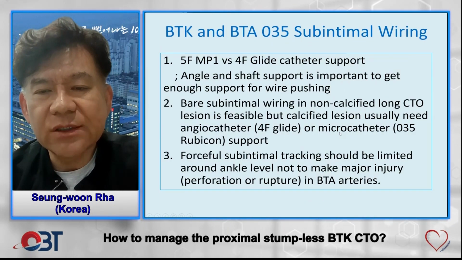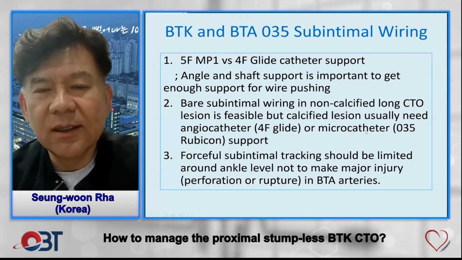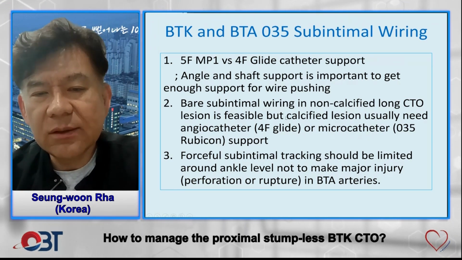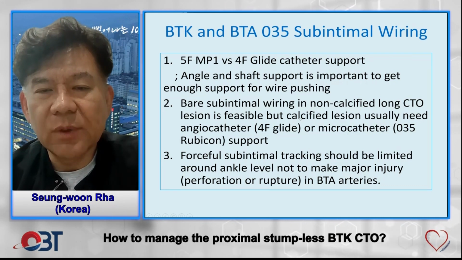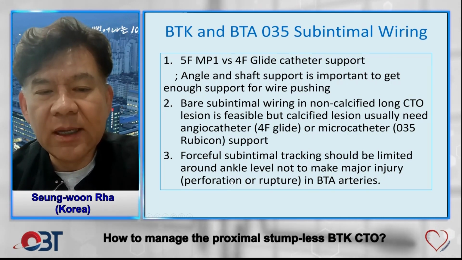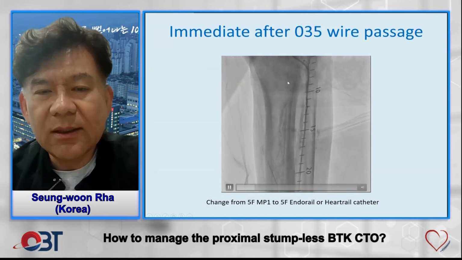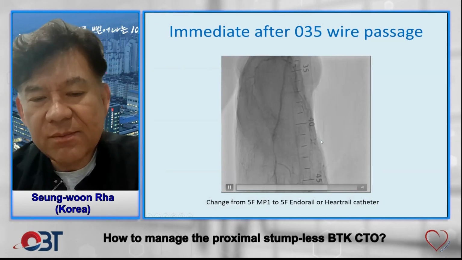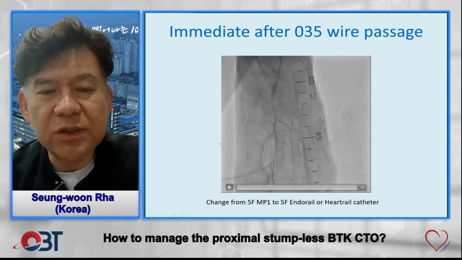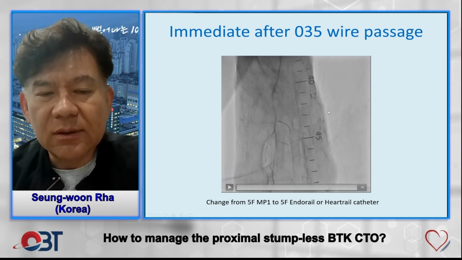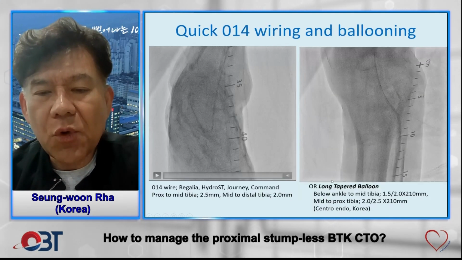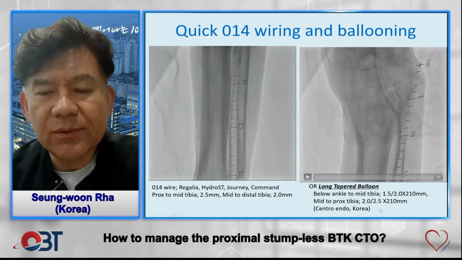It's better to change it to a more slippery supporting catheter. And for non-calcified, you can do the 4-branch Glide or the 5-branch MP. Anything is okay. Even after this 3.5 simple wiring, you can get good communication. Then simple 14 wiring and the balloon angioplasty. I prefer tapered long balloon 1.5, 2.0, 2.5.